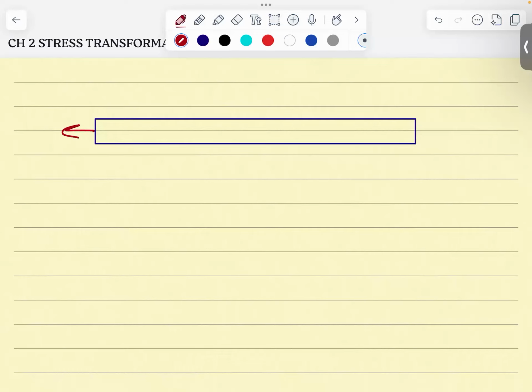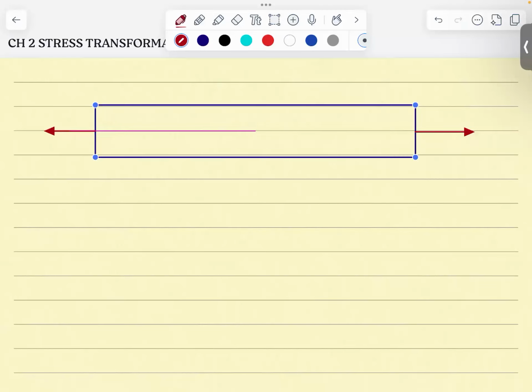Now, if I apply uniaxial state of stress on both sides, something like this. Now tell me, just a second, I want a little bit elaborated. Guys, are you there? Yes, sir.